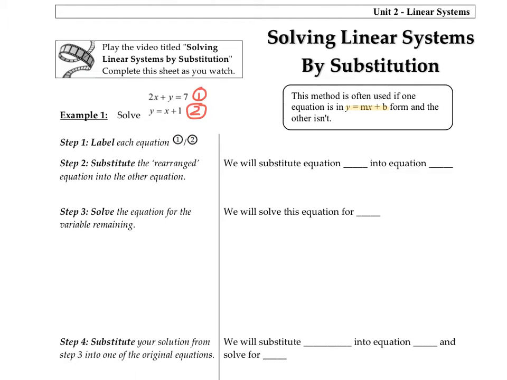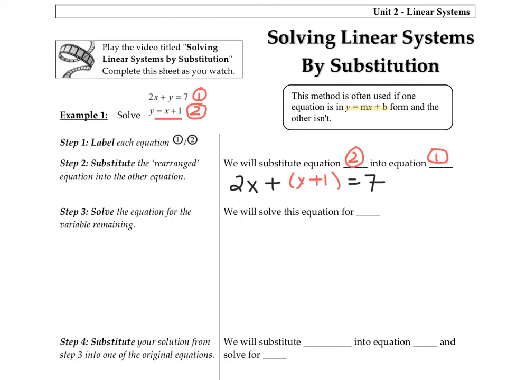So equation 2 is isolated. Y is isolated. So what we're going to do is sub this portion of equation 2 into equation 1. Okay, and I'm going to show you what that's going to look like. So I rewrite equation 1, 2x plus, but the minute I hit that y variable, I know from equation 2 that y is equal to x plus 1. So instead of writing y, I'm going to write x plus 1. And then I'm going to carry on with my equation.